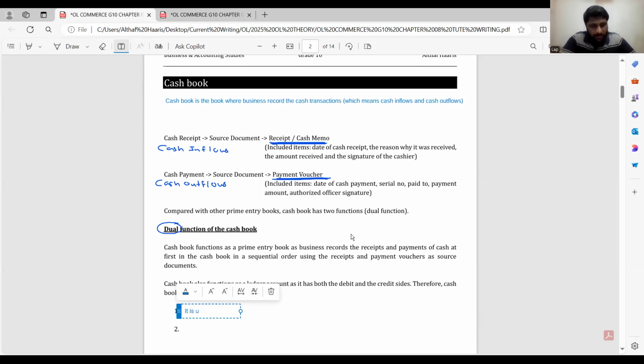It is used as a primary book. That is one function. The other function is that it is used as a ledger account, which means a T account.